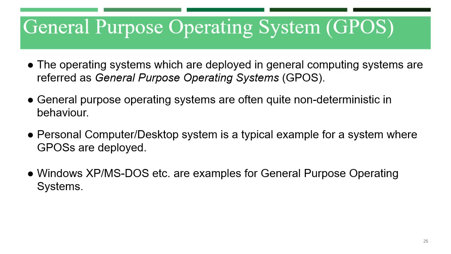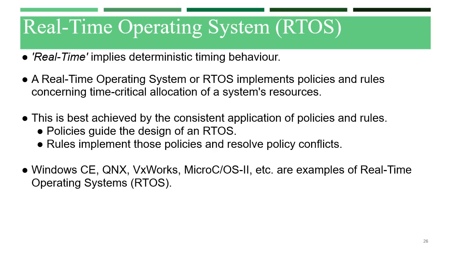Personal computer desktop systems are a typical example of systems where GPOS are used. Windows XP, MS-DOS, etc. are examples of general purpose operating systems. Real time operating system: real time implies deterministic timing behavior. Deterministic means, in the RTOS context, the OS services consume only known and expected amounts of time regardless of the number of services.